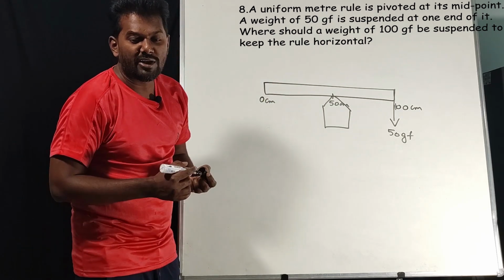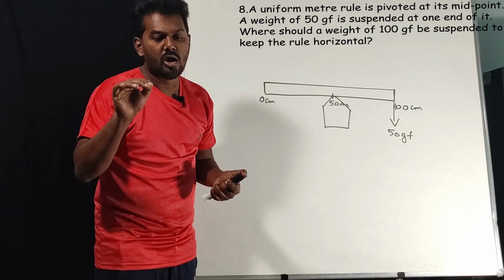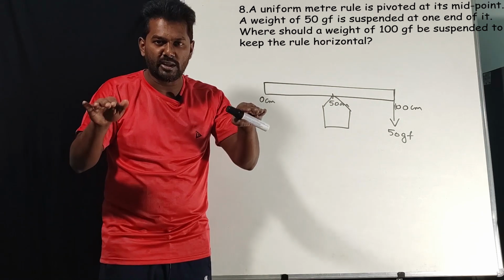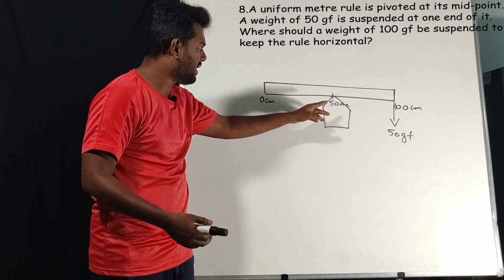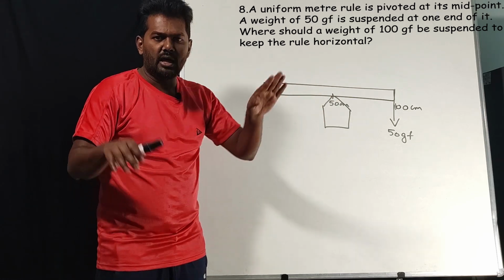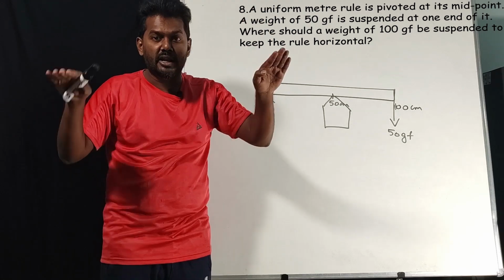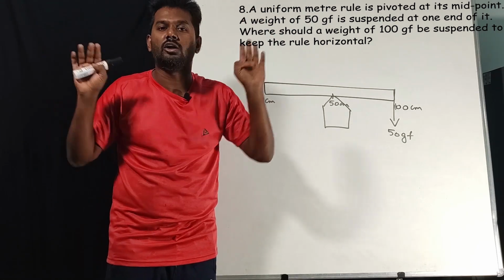Now, where should the weight of 100 GF be suspended to keep the rule horizontal? What do you mean by horizontal? That means if you place one more weight of 100 GF somewhere on the scale, the scale should balance itself. It should not fall on one side, it should balance itself. That is the meaning of keeping the scale horizontal.